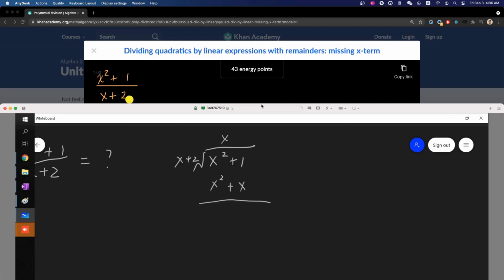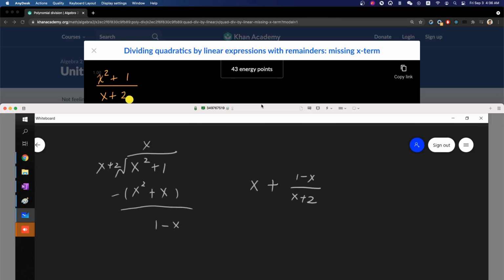Now, even if we cancel out the x squared, we would be left with, let's say, 1 minus x. So in the end, we would get an answer like x plus 1 minus x divided by x plus 2. I don't know if this was the right answer, so I'm going to check the video.